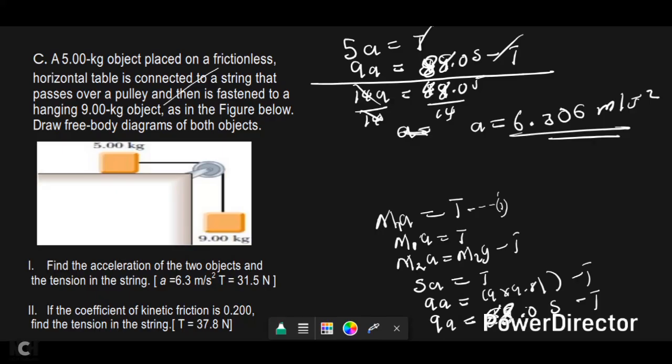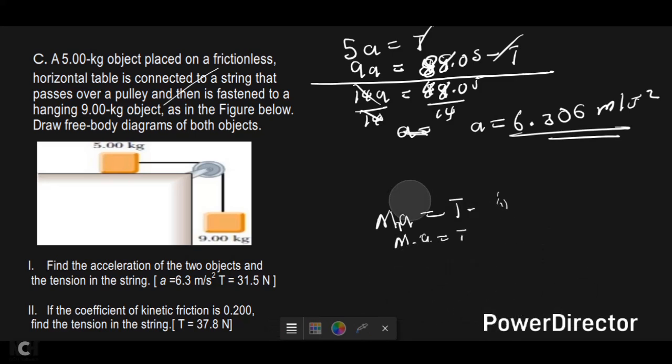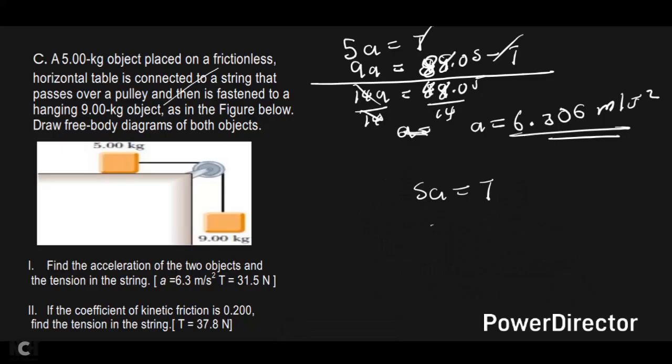Then let's calculate the tension now. How do you calculate the tension? You take any of these equations, the one that you found and the one that you haven't found. So here we have 5a equal to T, meaning we can find the value of T by substituting the value of a. So 5 times 6.30, then your answer will be 31.5 newtons. So this is how you calculate it.